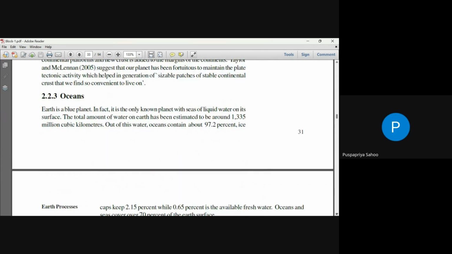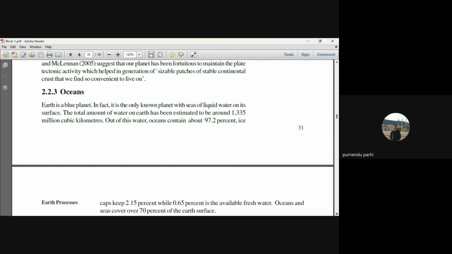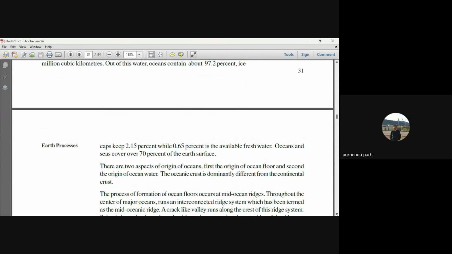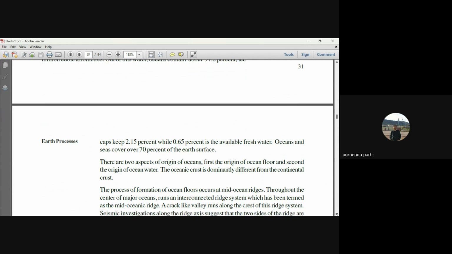Then the question, Earth is a blue planet. In fact, it is the only known planet with seas of liquid water on its surface. The total amount of water on Earth has been estimated to be around 1335 million cubic kilometers. Out of this water, oceans contain about 97.2%. Ice caps keep 2.15%, while 0.65% is the available fresh water. Oceans and seas cover over 70% of the Earth's surface.